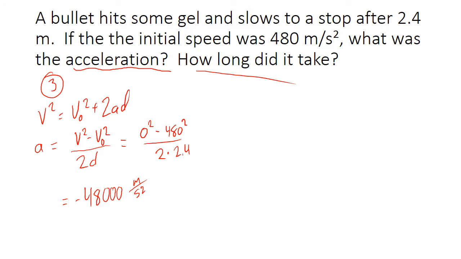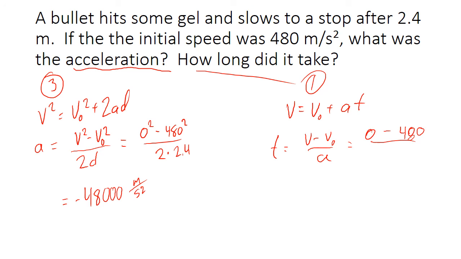All right, hopefully you figured it out. How long did it take? There's a couple ways you could do this. I would just use equation number 1 this time. So v is equal to v0 plus at. All right, solving for t. t is going to equal v minus v0 over a. I know what my ending velocity is. I know what my initial velocity is. And I know what my acceleration is now because I just figured it out. So we can work that out.